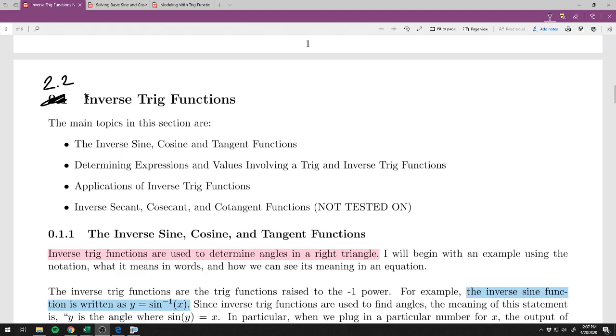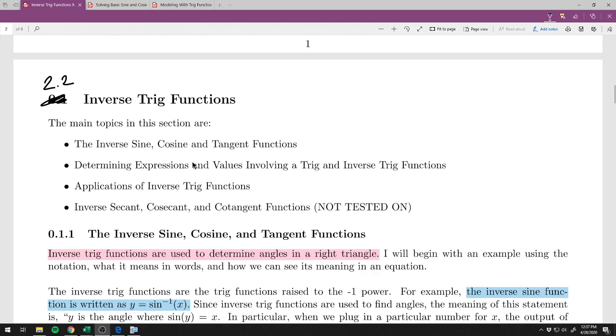This video we will be going over section 2.2, which is on inverse trig functions. The main topics are the inverse sine, cosine, and tangent functions, what they mean, and there are some special things about them which we'll see.